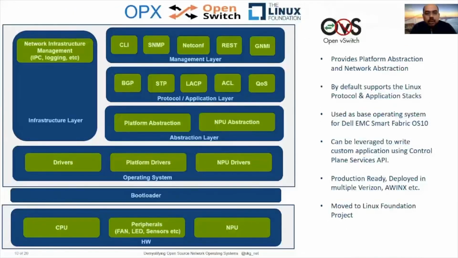OpenSwitch is a disaggregated network operating system to build your composable networks. It's currently under the Linux Foundation. One thing I want to call out is that Open vSwitch is not OpenSwitch. Open vSwitch is a different project which provides a host-based networking stack. OpenSwitch, along with the other NOSs we are seeing today, is primarily developed to run on your traditional bare metal switches. So this is what a traditional NOS's components look like, and this is what OPX provides, and this is how OPX defines their architecture.